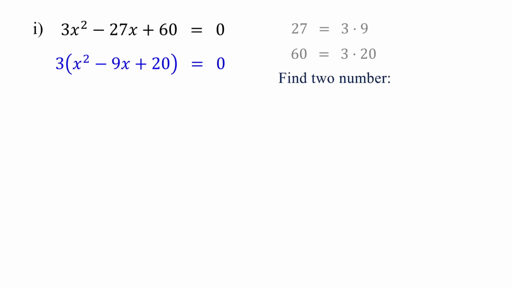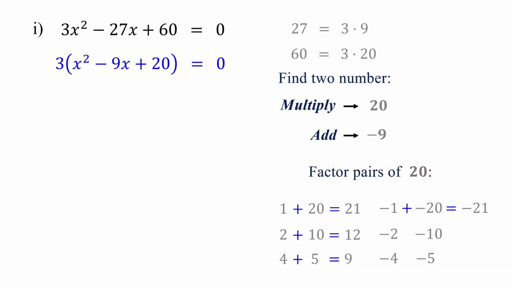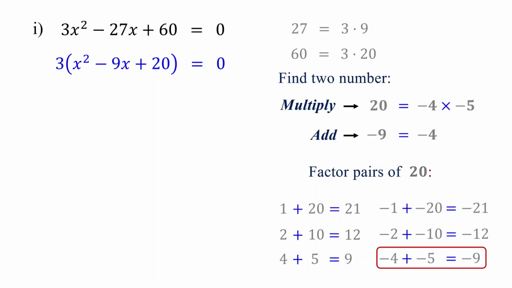Find two numbers that multiply to give 20 and add up to negative 9. List the factor pairs of 20: 1 and 20, 2 and 10, 4 and 5. Change their sign to obtain the other half. Now, all these pairs multiply to give 20, but only negative 4 and negative 5 add up to negative 9, right? Therefore, the expression inside the parentheses can be factored as x minus 4 times x minus 5.